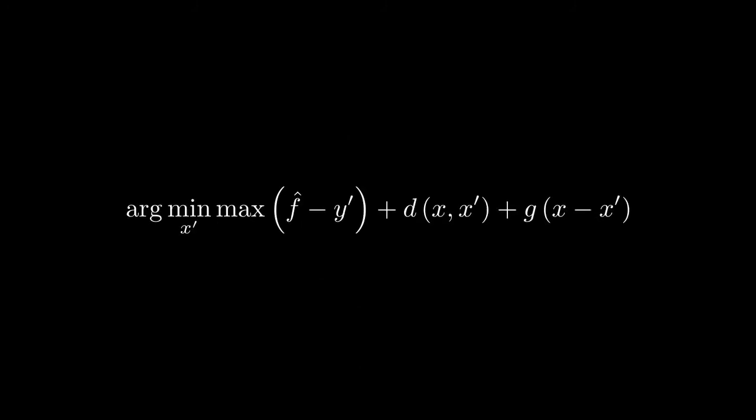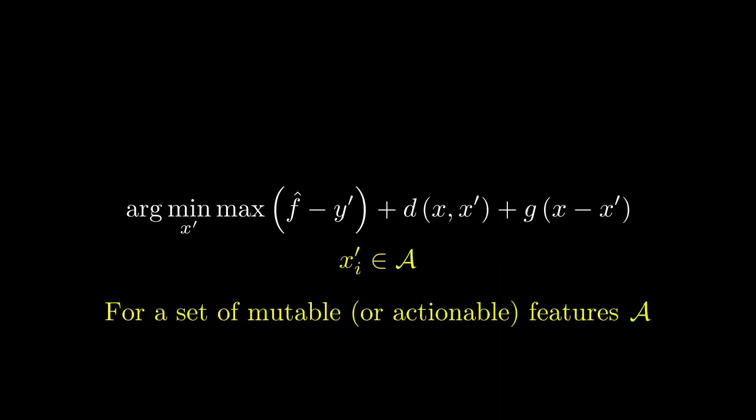Formally, we will define actionability by restricting the previous definition to a subset of attributes A, which are the mutable or actionable attributes. Now that we've seen how to define a counterfactual, we go through how to implement an actual counterfactual search.